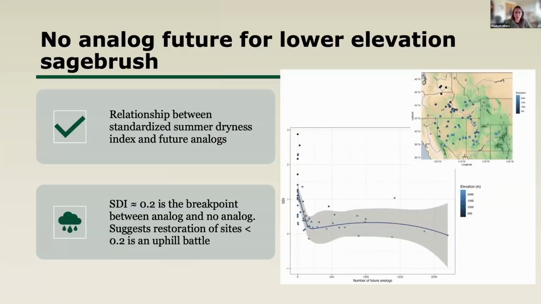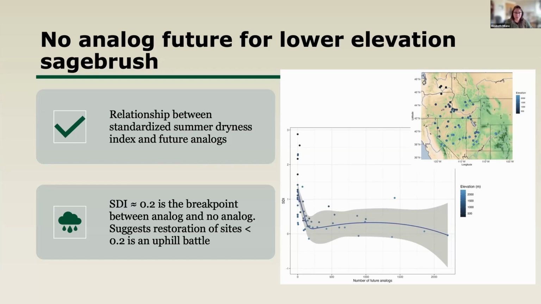In this case, we can dig a little bit deeper. Here we looked at 50 different sagebrush sites in the Great Basin and found a relationship between summer dryness index and the number of future analogs found. Locations with no future analogs tended to have an SDI, or summer dryness index, below 0.2, indicating that restoration of these sites in the future will be an uphill battle trying to figure out what this novel site will look like.